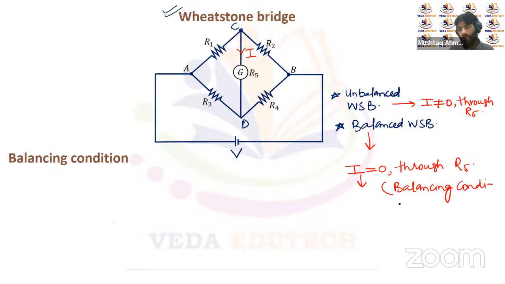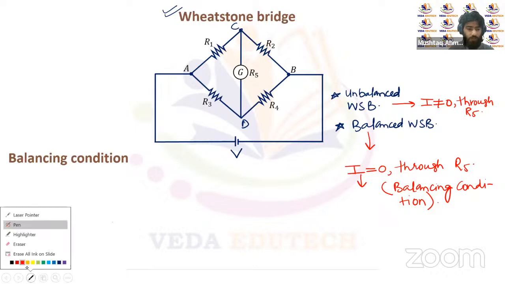So the balancing condition of a Wheatstone bridge is that the current flowing through the diagonal resistor is zero, and that Wheatstone bridge is then called a balanced Wheatstone bridge. So what we can do is find the balancing condition for this Wheatstone bridge, and explore what the condition should be so that it becomes a balanced Wheatstone bridge, right? So let's try to find it out.